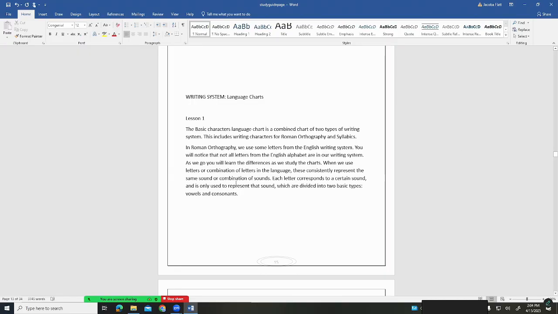We use letters or combinations of letters in the language, so they represent the same sound or combination of sounds. Each letter corresponds to a certain sound, and it is only used to represent that sound, which are divided into two basic types, vowels and consonants.